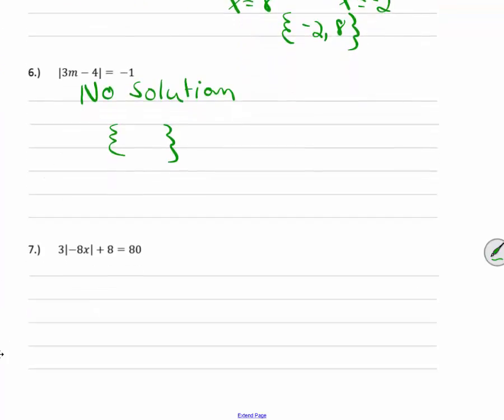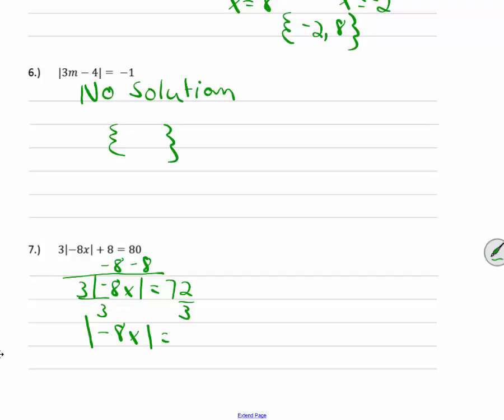All right, number 7. So now I have to get the absolute value bars by themselves. So first I'm going to subtract 8, so that part's the same, right? You have to cancel adding or subtracting before multiplying and dividing. So we're going to have 3 absolute value of -8x equals 72. We're going to divide by 3. So we're getting absolute value of -8x equals 24.